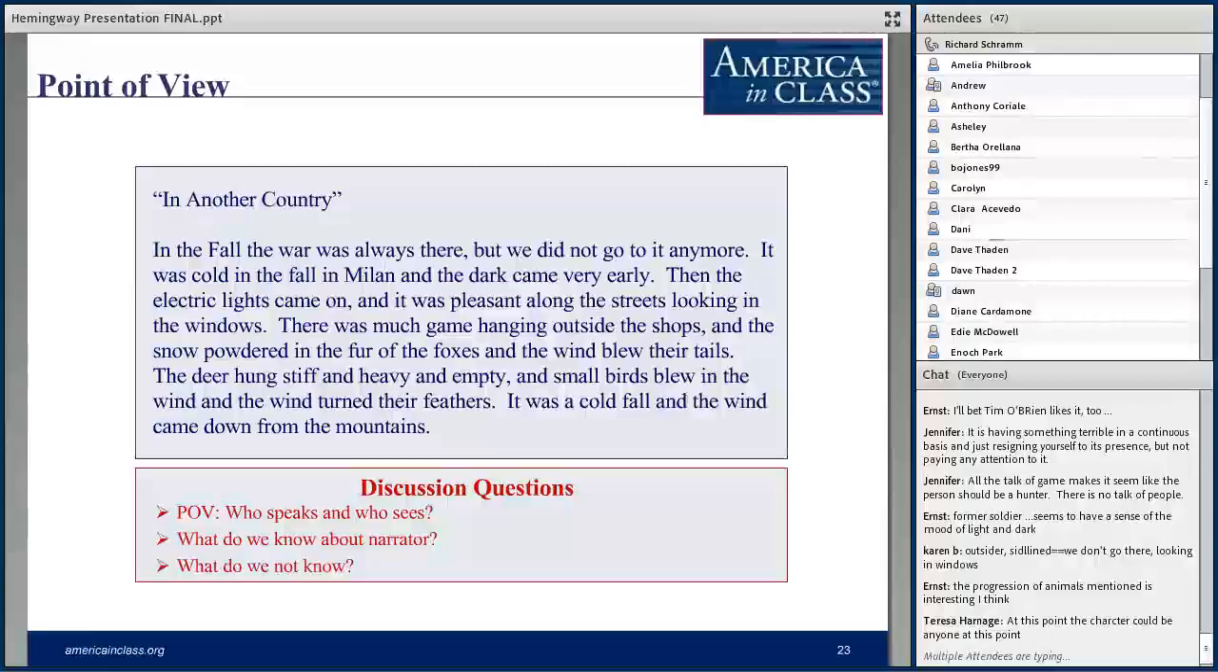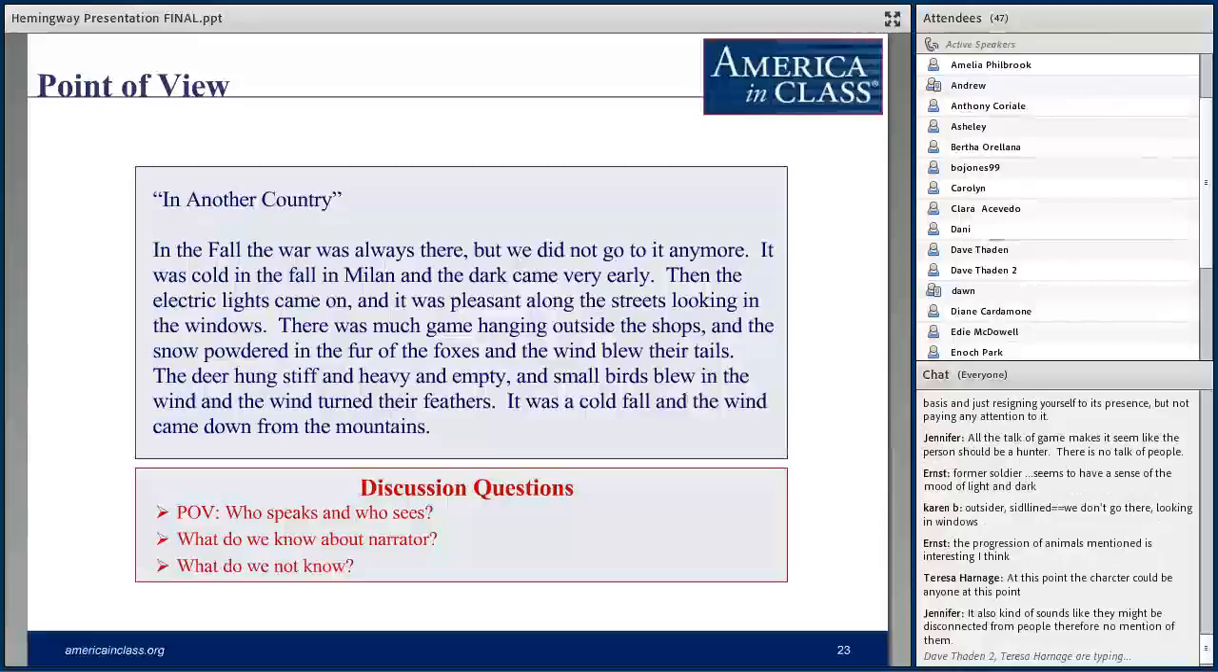At this point, the character could be anyone. Almost anyone at this point. I wonder about the question of gender. We assume it's a male, but we're not sure about that. They might be disconnected from people, therefore no mention of them. But there is that plural, we don't go to it anymore. So there is a suggestion, I think, of some connection. We have more comments coming in. Let's take these and then we'll move ahead.